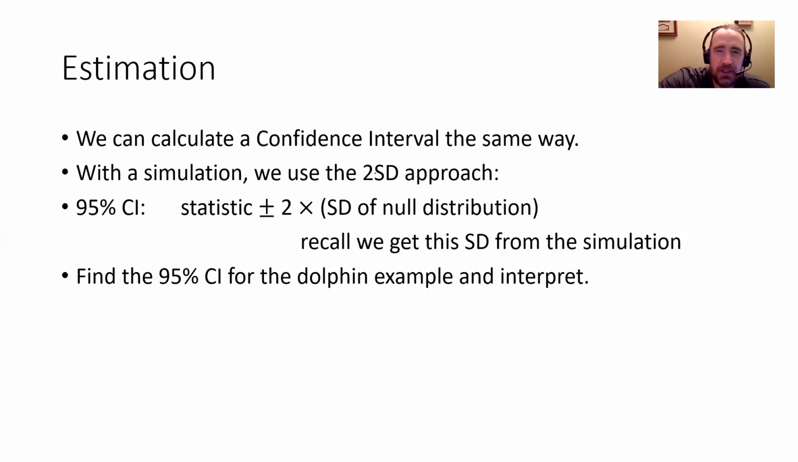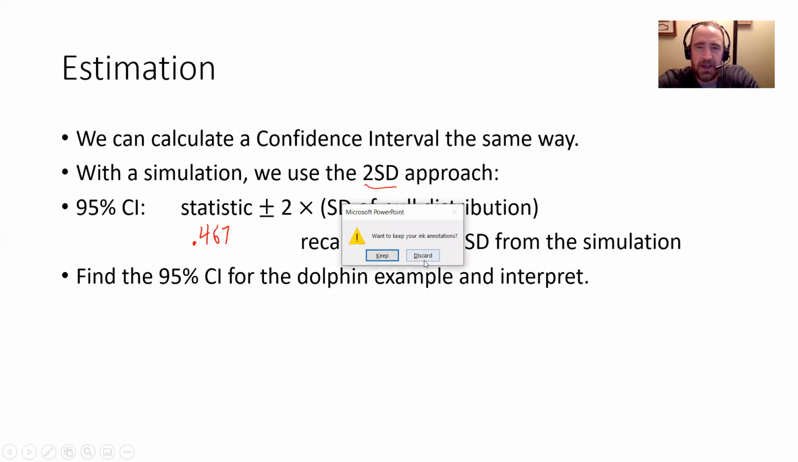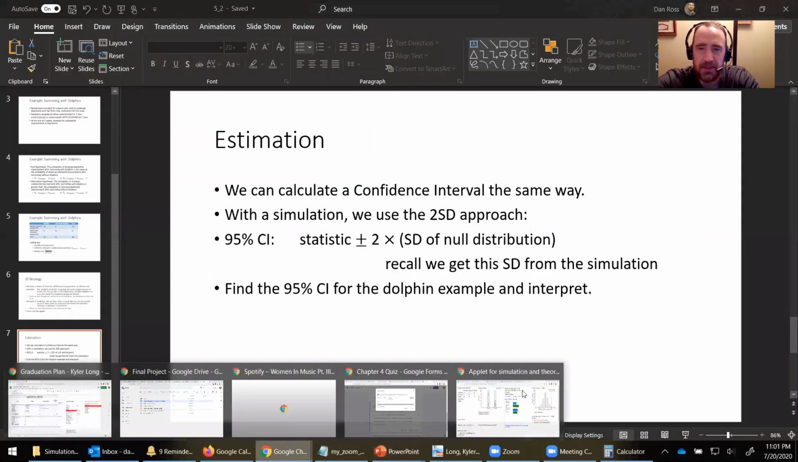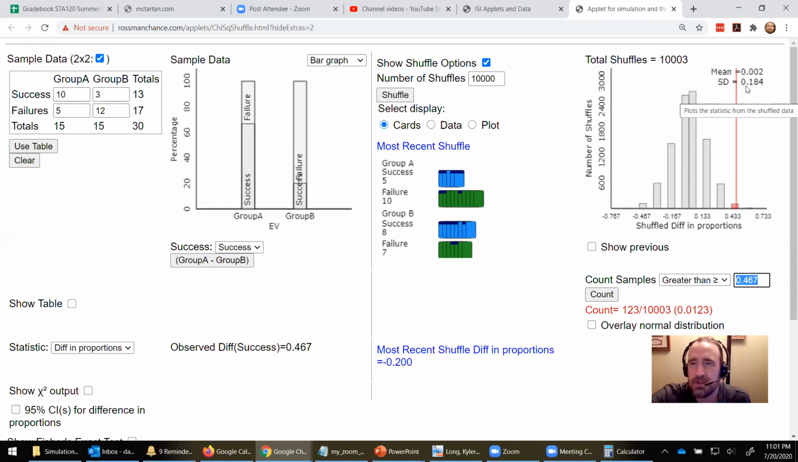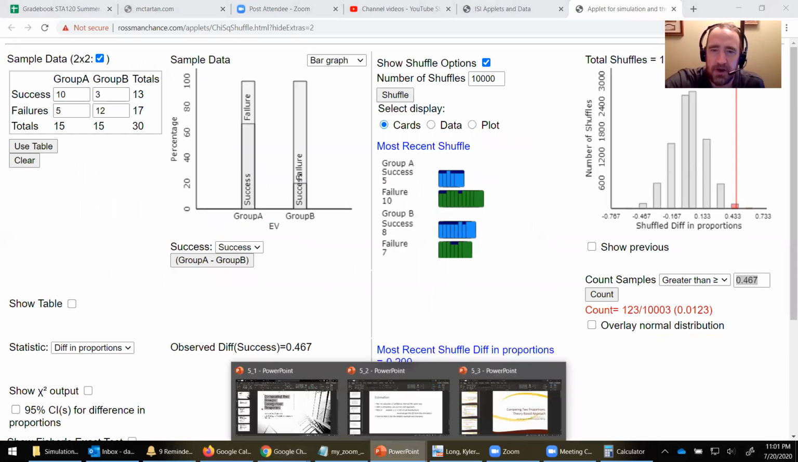With the simulation, we can use the 2SD approach. So we take our statistic, that was our difference in conditional proportions, 0.467, and we add and subtract the margin of error, the 2SD, 2 times the standard deviation of the null distribution. We can find that standard deviation if we look back at the applet here. Here it is, standard deviation of the null distribution, 0.184. So I'm going to jump back and put that in there for our calculation.